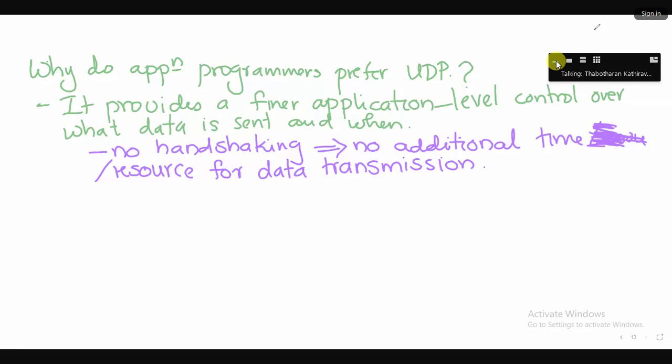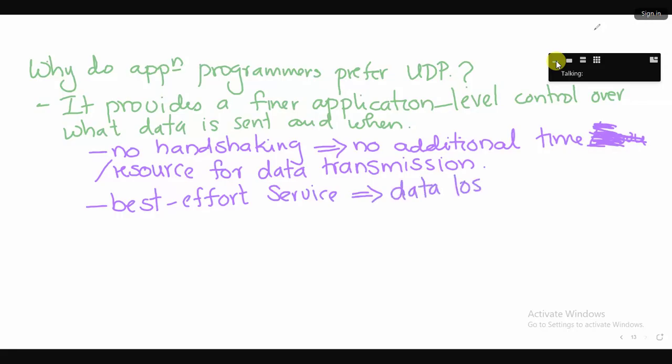No handshaking. It also provides a best effort service. This implies data losses are possible. It automatically deletes. Data losses are possible.